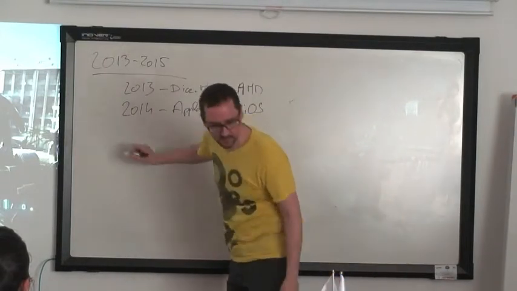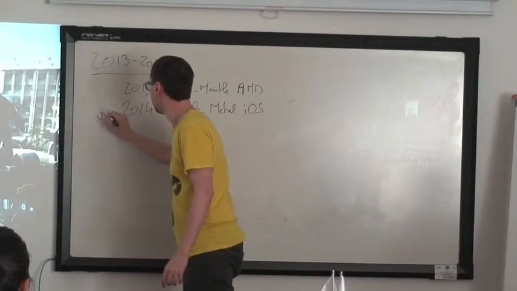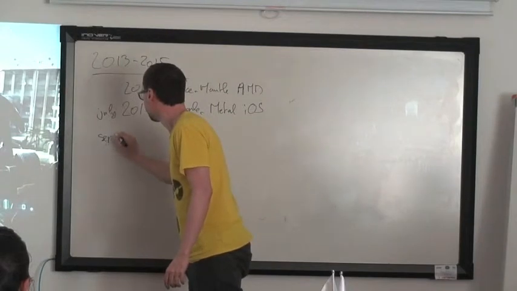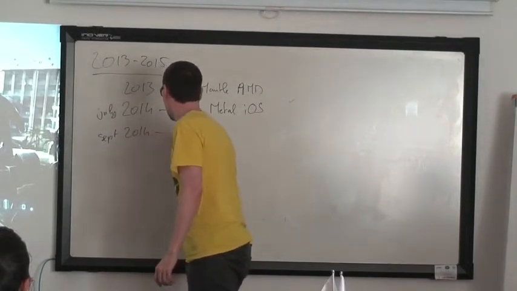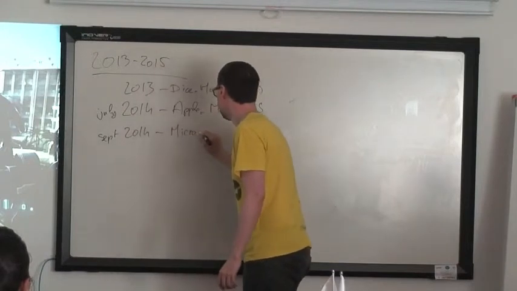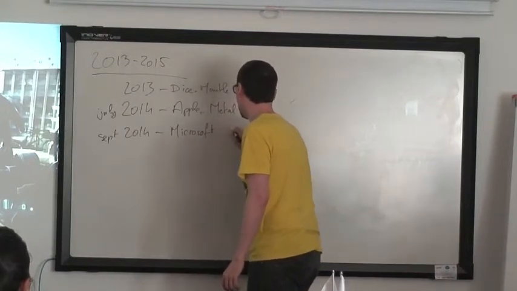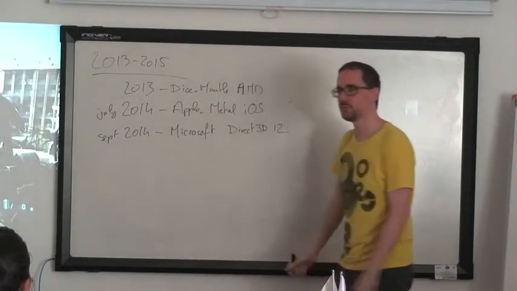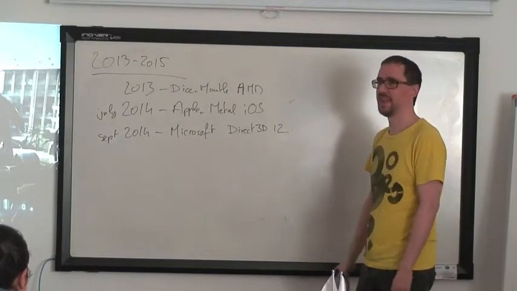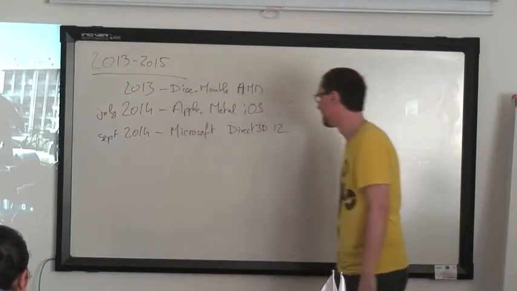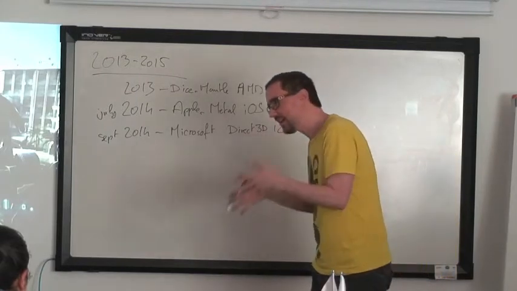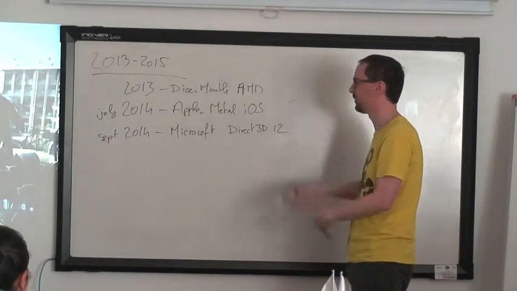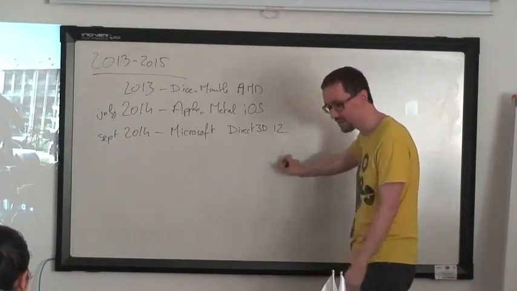It was in July. Then in September 2014, Microsoft announced DirectX 12, or Direct 3D 12. What is the new feature of Direct 3D 12? Direct access to the hardware. No layer anymore. You can do everything you want directly on the hardware. No more old-fashioned API and this kind of thing. Same.